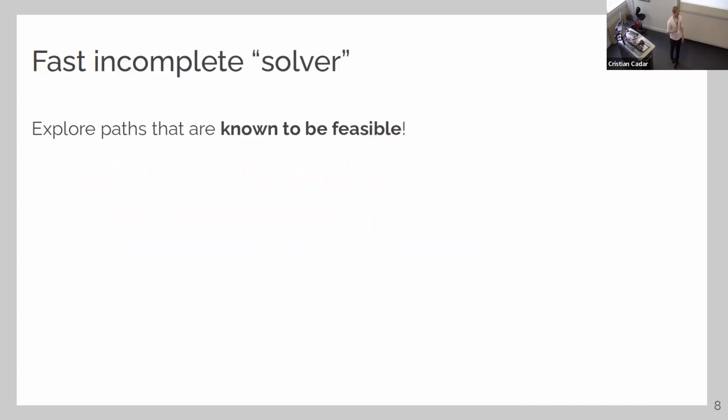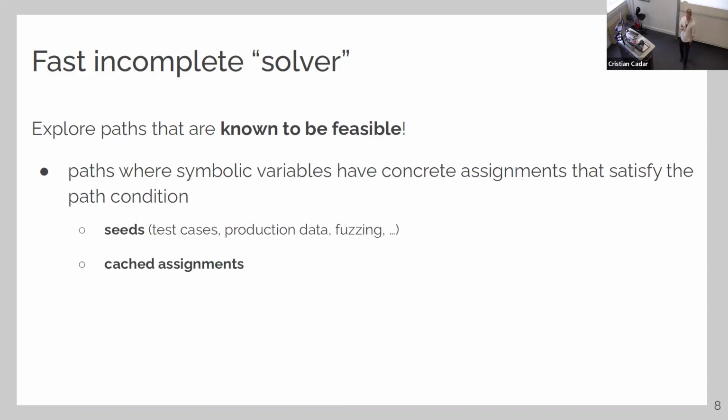So no, that's the fancy part. What is this fast incomplete solver, or what does it return? The thing with the solver is it returns feasible for all paths that are known to be feasible. Sounds weird, right? So when is a path feasible? That's pretty easy: when we have a concrete assignment for our symbolic values that satisfies the path condition. And there are 2 cases where that happens.